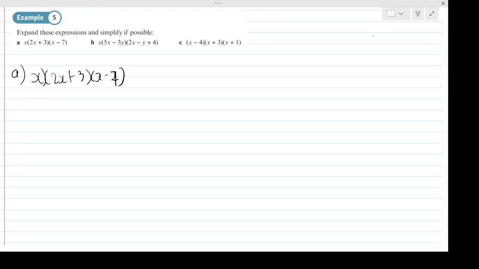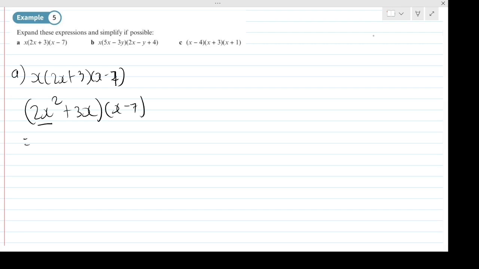Anyway, so let's do the first part then. So firstly, x lots times 2x plus 3. Well, if we expand it out, firstly, x times 2x is going to be 2x squared. And then x times 3 is just going to be 3x. And then we've got a whole bracket here. And then we're going to times it by the other bracket, x minus 7. And then we do this double bracket.